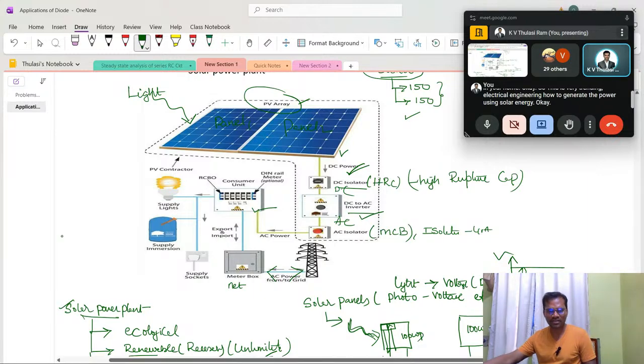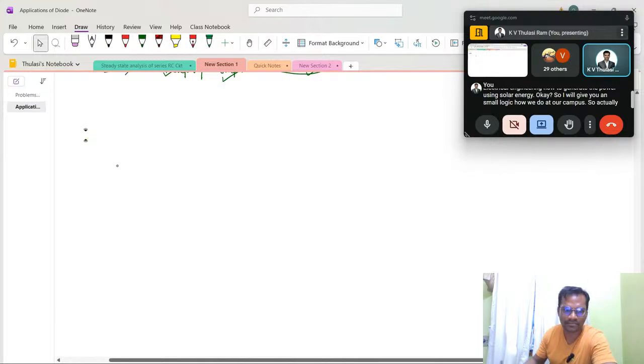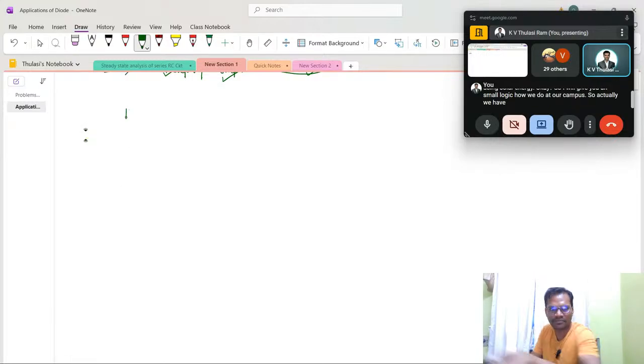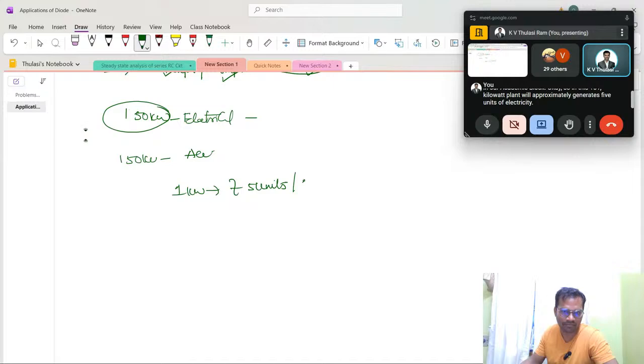So I will give a small logic of how we do it at our campus. We have a 150 kilowatt plant in our electrical block, and one more 150 kilowatt plant in our academic block. Each 150 kilowatt plant will approximately generate 5 units of electricity per kilowatt per day.